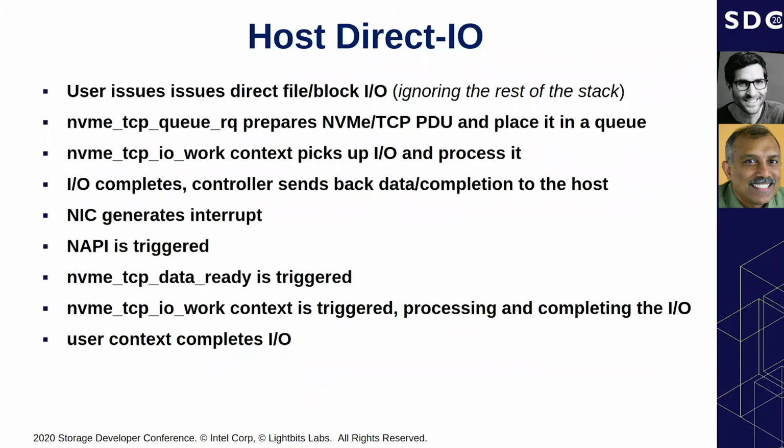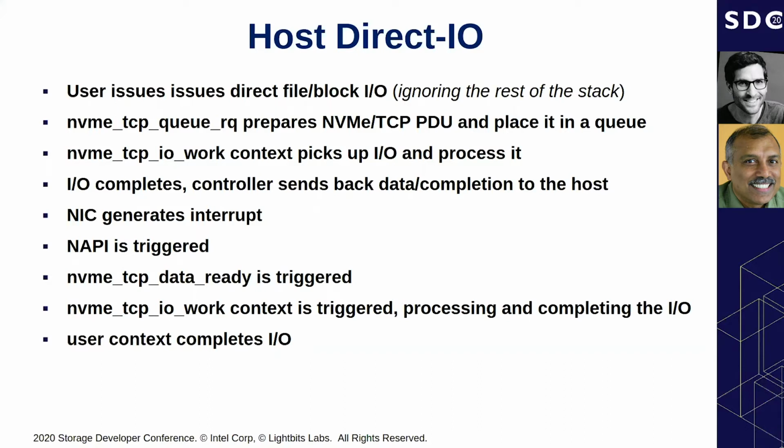So we'll start by reviewing the lifetime of an IO, and we'll ignore a lot of the stuff that happens in the stack. But if we talk about the host side direct IO flow, it starts when the user issues a direct IO into a file or to a block device. Now we'll ignore all the VFS layer, the file system specific, the IO schedulers. Eventually, it goes down to the driver callback where it's supposed to queue this IO down to the controller or adapter or down to the network.